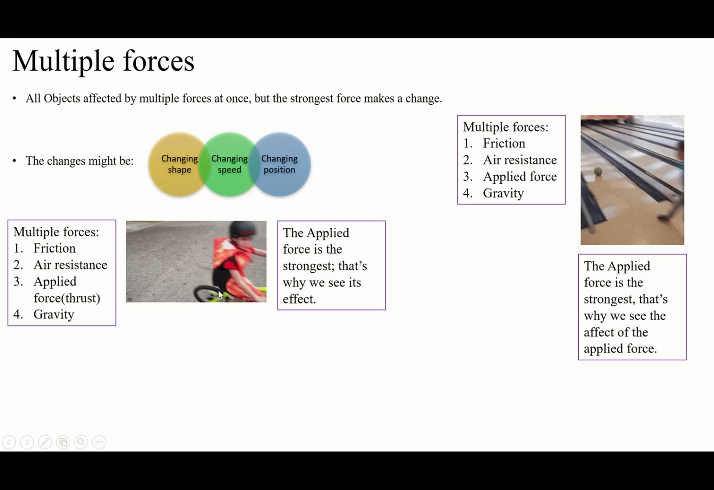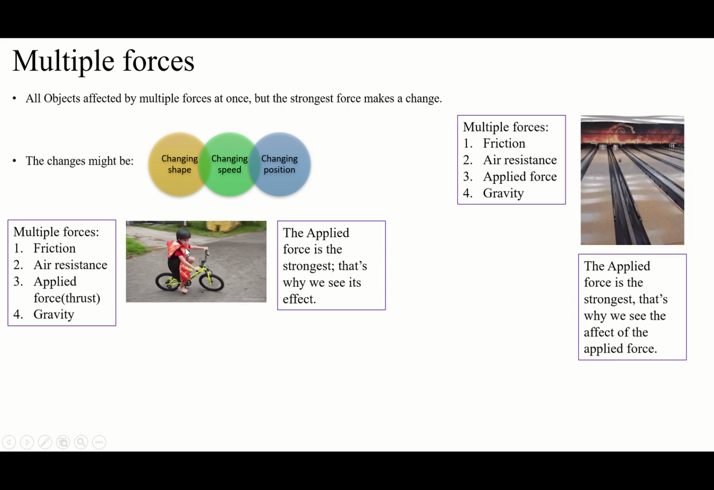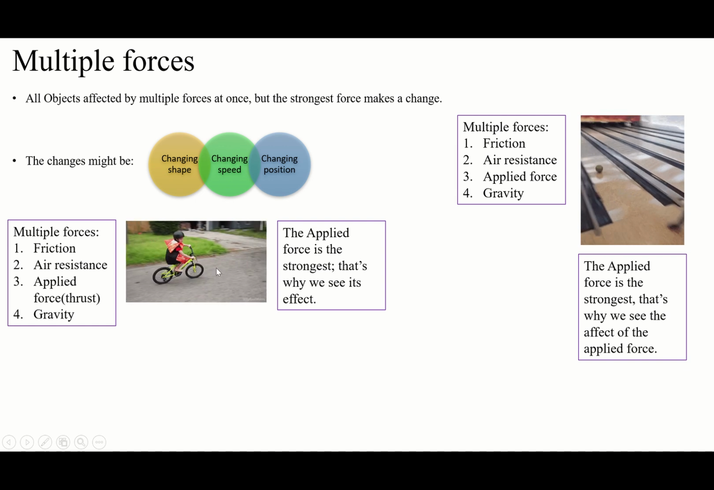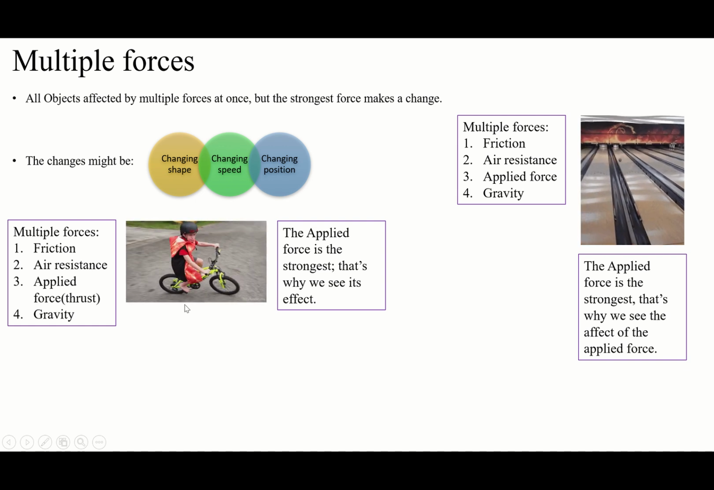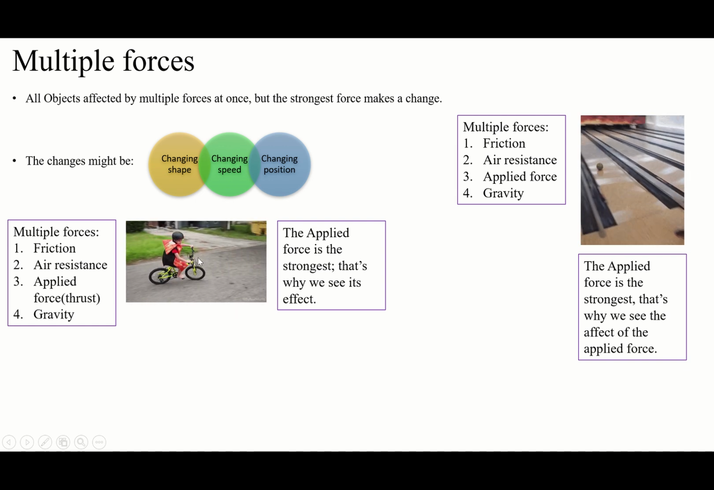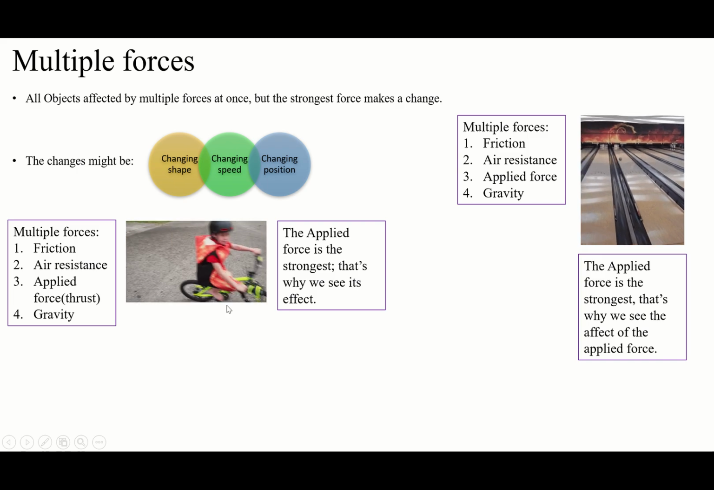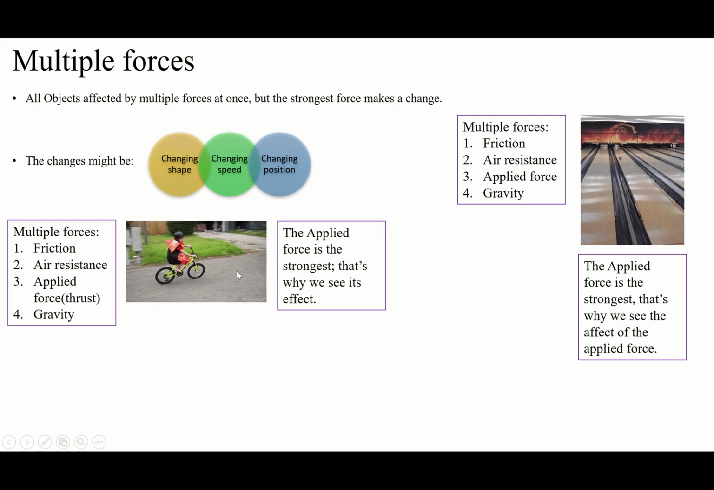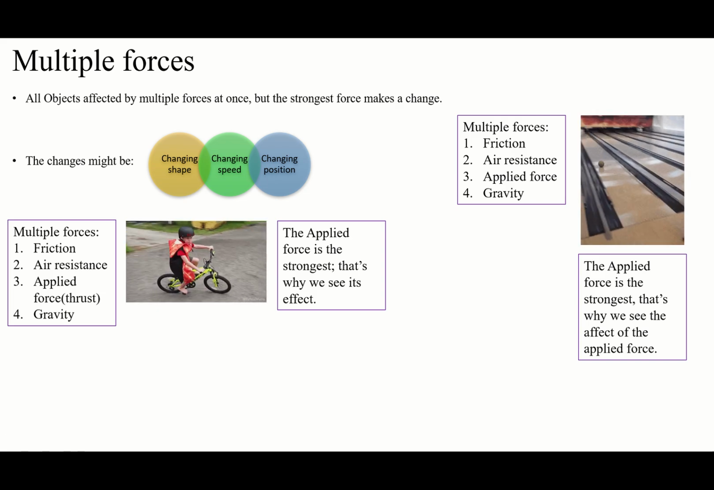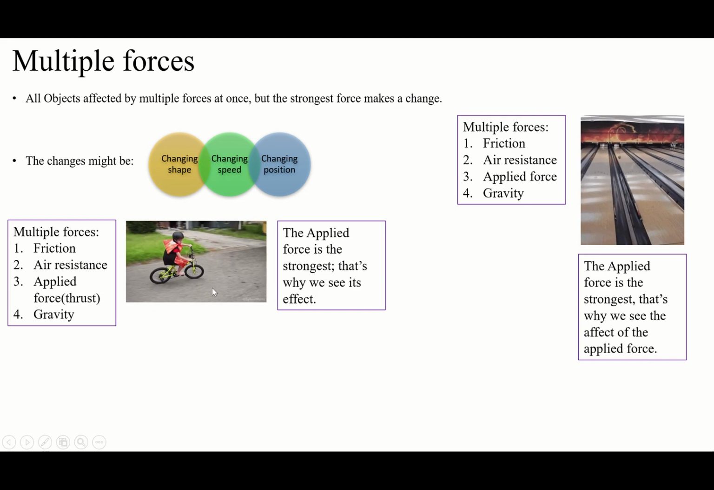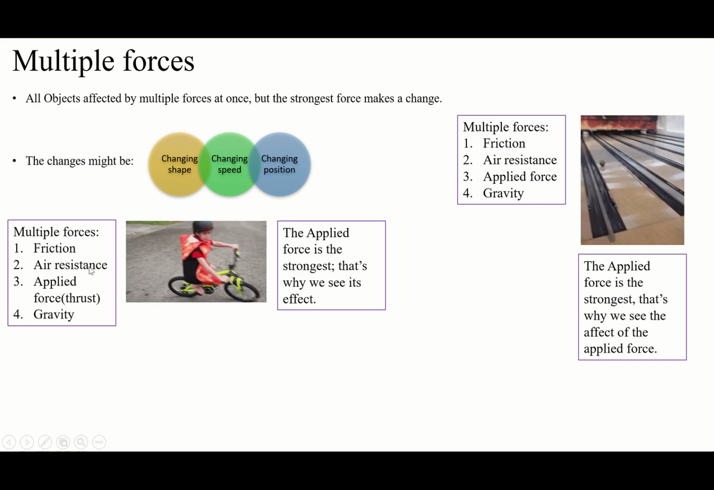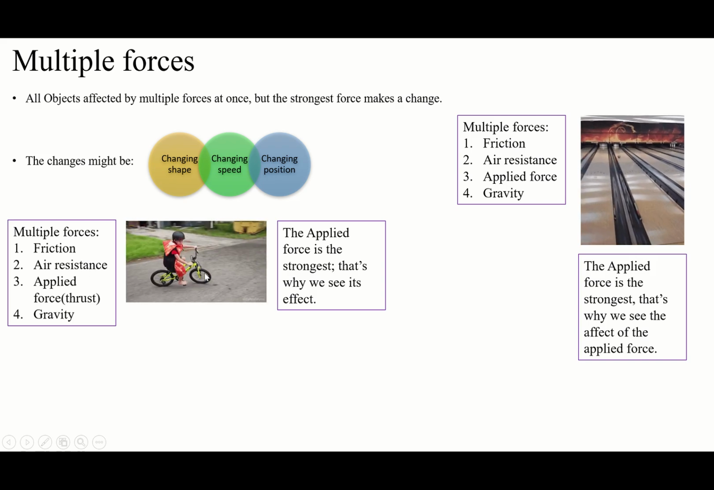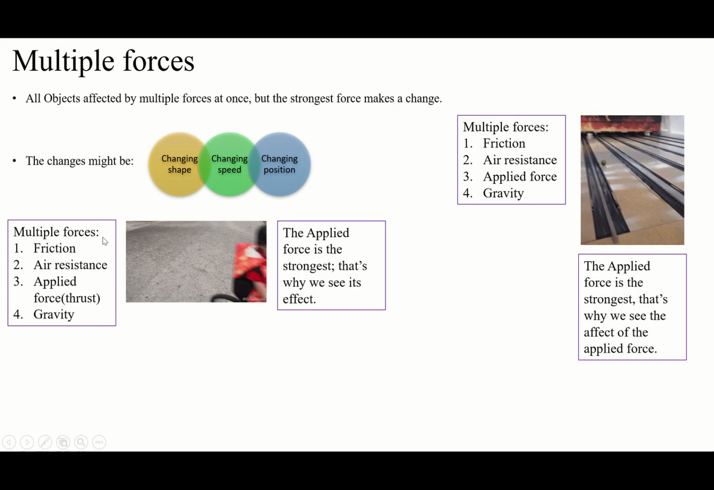For example, the applied force by the foot of this child is more than the friction and the air resistance and the gravity, or more than all the others. That's why the bicycle is gonna start to move faster. Okay, it's gonna be changing speed in this situation, right? So let's see this part. What are the multiple forces acting on this?